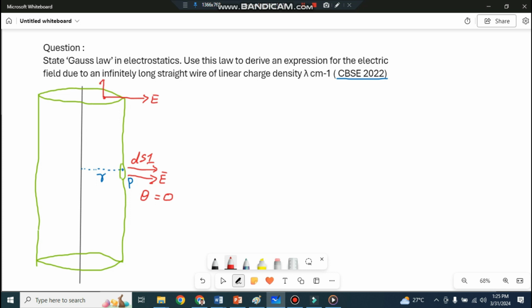The top surface we are going to call S2, that is the small surface area ds2, and the electric field is still in the same direction away from the cylinder, so the angle between them is 90 degrees. Now when we come to the bottom area, we want to draw it the same way, where the electric field will be directed away from the wire, that is away from the cylinder, and the area vector will be acting in the downward direction, so we are going to call it ds3, and the angle between them is 90 degrees.